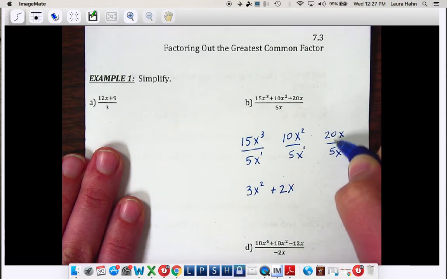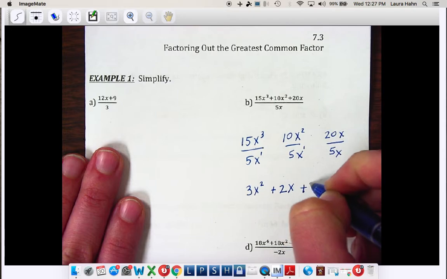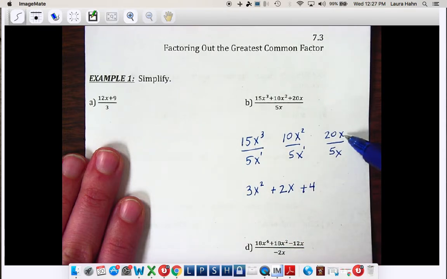Finally, 20 divided by 5 is a positive 4. It's the same on top and bottom. 1x on top, 1x on bottom. That means that cancels out. So this x and this x cancel.